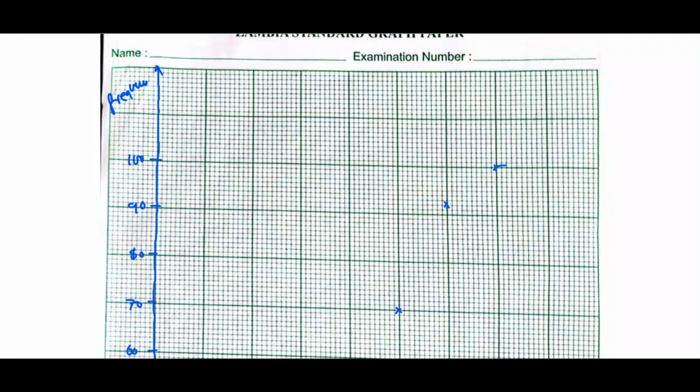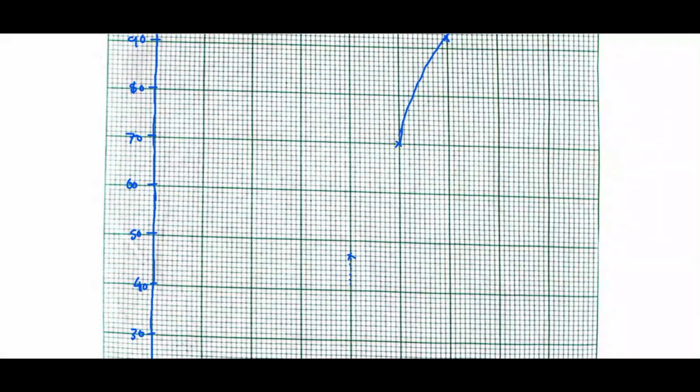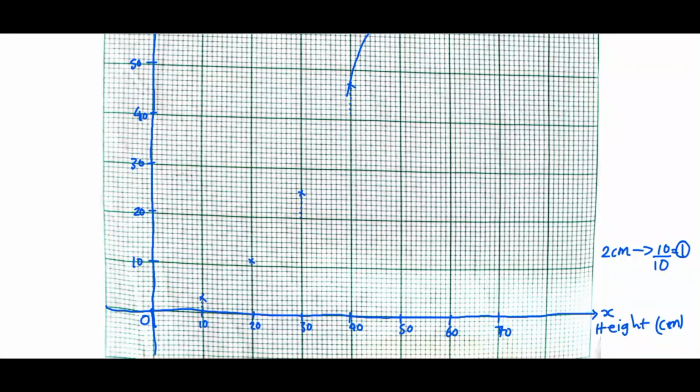Then we can now draw a smooth cumulative frequency curve. Make sure you draw it as smooth as possible. So that question that we are told to draw a smooth cumulative frequency curve, we are done.